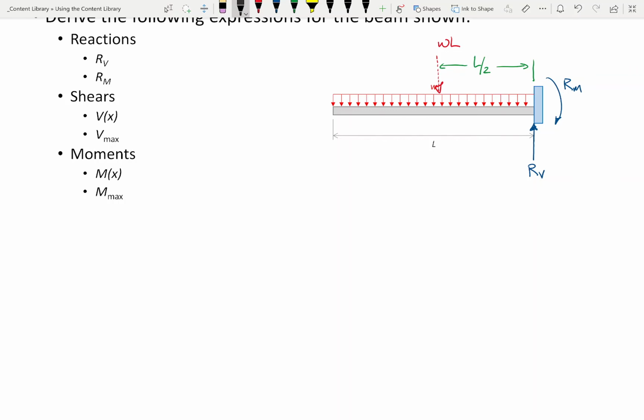Okay, some forces in the y direction. And just so you're aware, I'm going to draw the diagrams under the beam, so as you're writing this in your notebooks. So, what forces do I have going down? WL. What forces do I have going up? RV. Right? So, up here, RV equals WL going up. Okay.